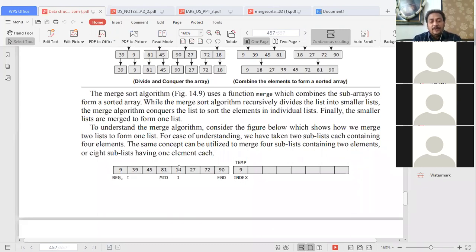3 pointers we will make use of: one is beginning, another is mid, and the other is end. Beginning is at the A0 position. Mid can be found as the last element of the first array. The last element of the first array we call mid, and the next element after mid is ultimately j, which is the first element of the second array.